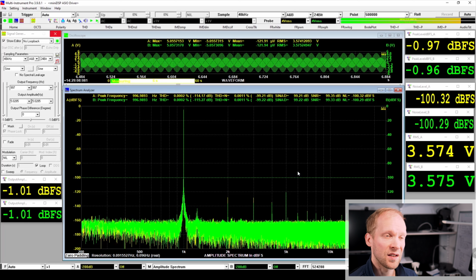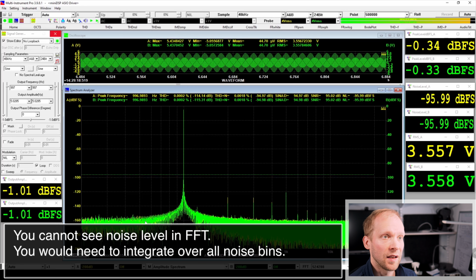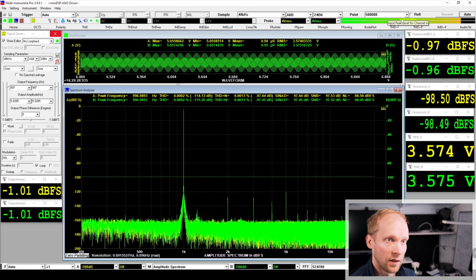Now, after this, it's easy to say that you cannot say what the noise floor is when you look at the FFT. The noise floor is not minus 160 dB here, because when I just change the FFT length, the noise floor changes as well. And of course the noise in the signal is the same all the time. So that's why you can see a lot of things from the FFT, but noise is not one of them.